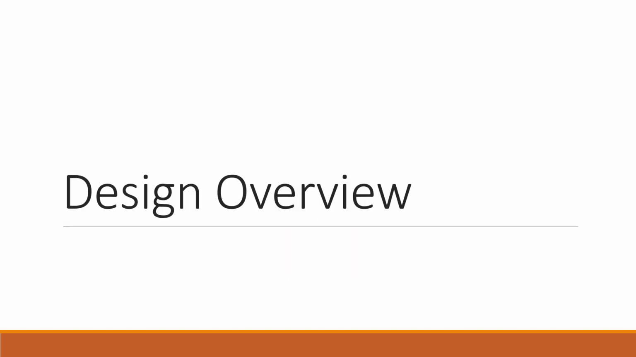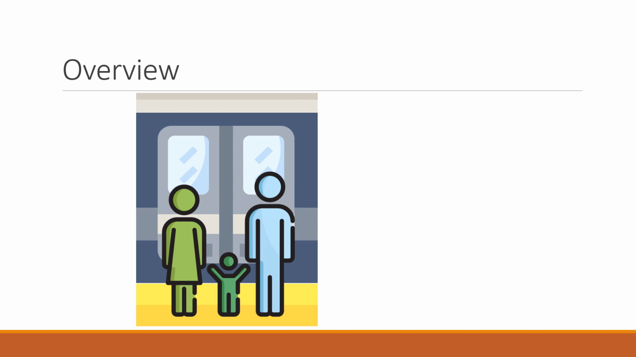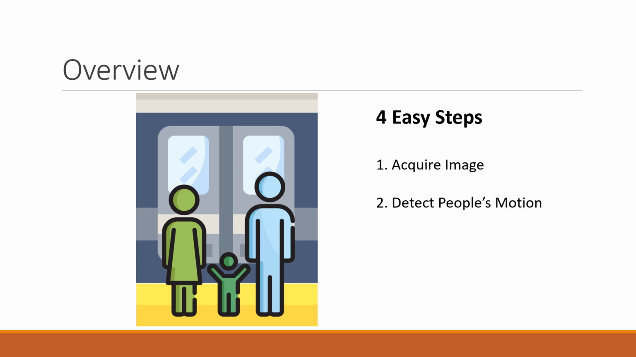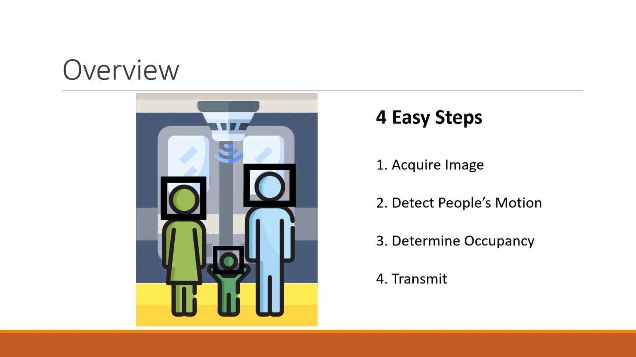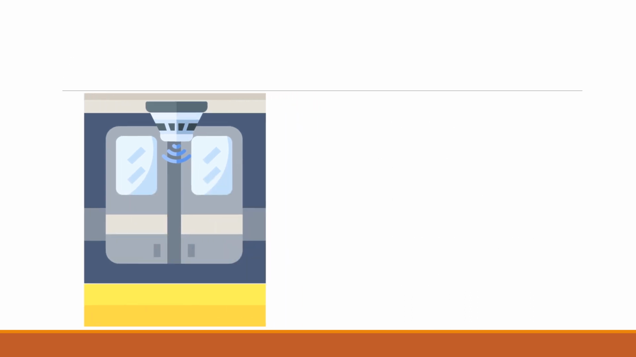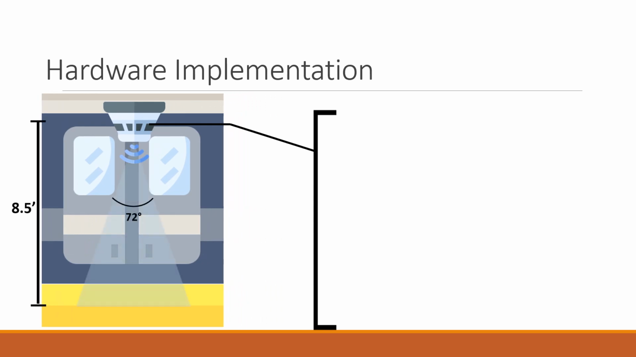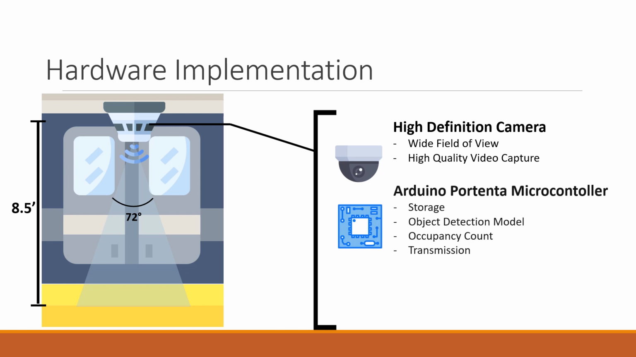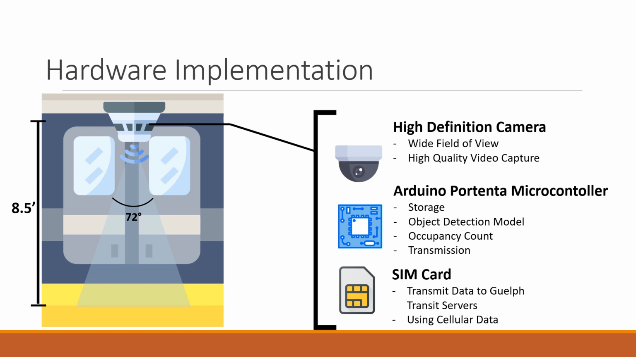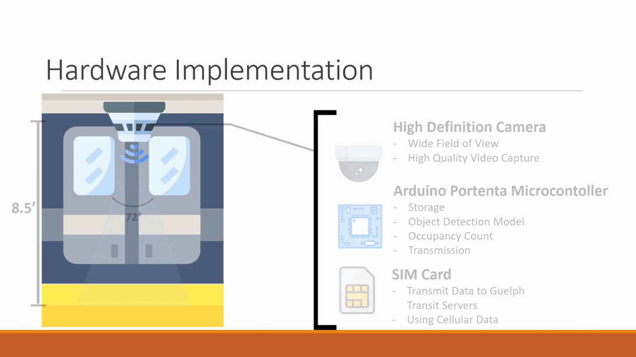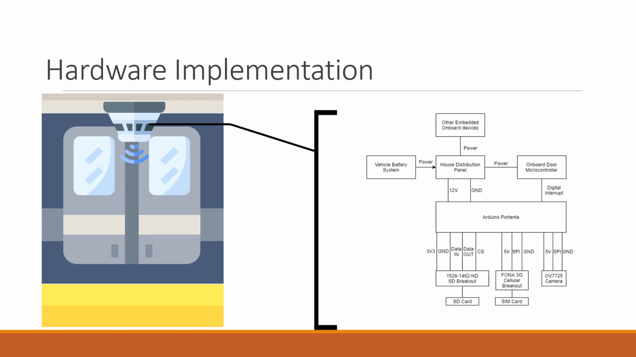Next, I'll be discussing the design overview. The scenario involves people boarding on and off the buses, and we're aiming to count them using 4 easy steps. Firstly, acquire their image, then detect their motion, then calculate the occupancy, lastly transmit the data. This will be done using a module mounted at each entrance that will be responsible for performing head counts. The module consists of a high-definition camera for video capture, Arduino Portenta for storage, detection, occupancy count, and transmission. A SIM card will be used for cellular data transmission. The block diagram shows how these components will be connected.